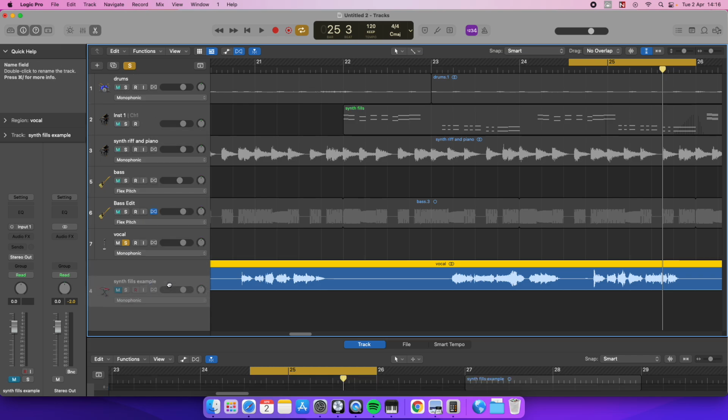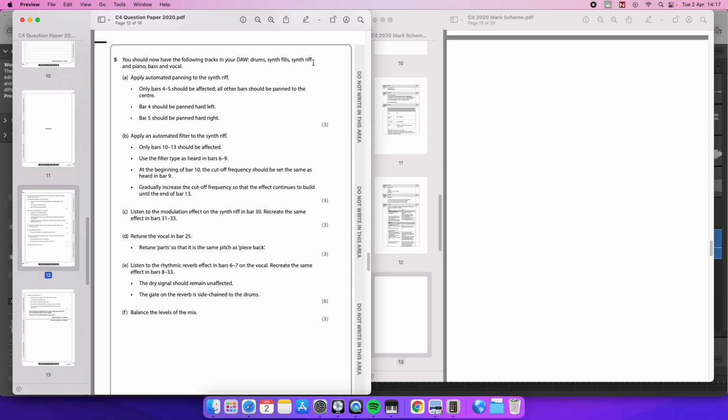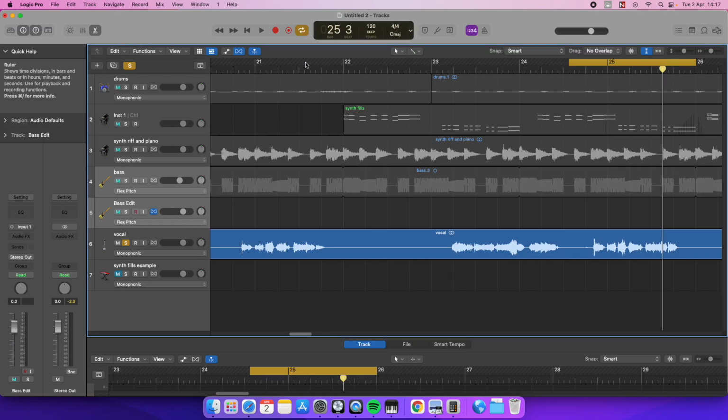We don't need the synth fills example. We can kill that. The bass we did over 2 tracks. So I think we're good, aren't we? Drums, synth fills, synth riff, piano, bass, and vocal. Apply automated panning to the synth riff. Bars 4 to 5 should be affected. So bar 4 to the left, bar 5 to the right.